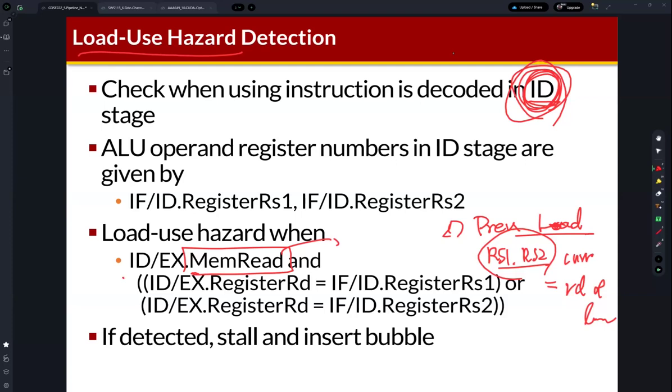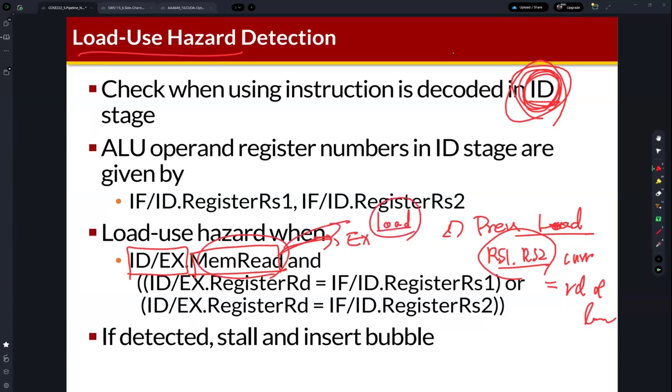So you can find the ID/EX. What does that mean? This is the pipeline register, and the mem read is the output of this pipeline register. So what does that mean? This mem read signal is in the EX stage. If the mem read signal in the EX stage is 1, it means the instruction in the EX stage is also a load instruction. So by using this signal, we can detect the load instruction.